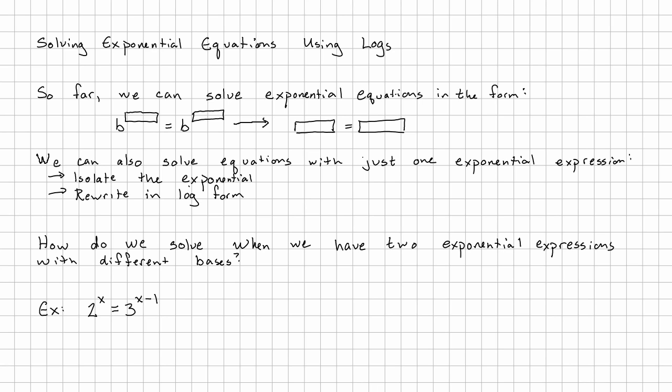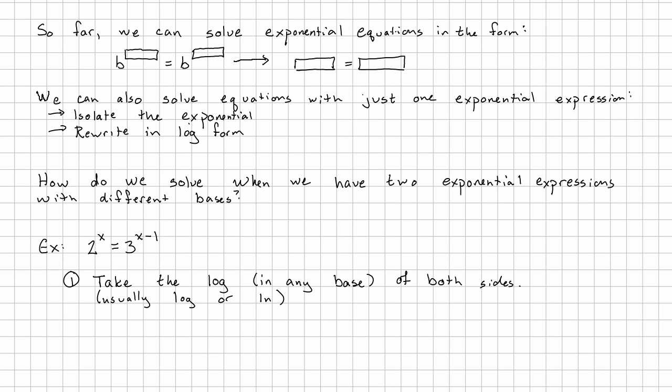Here's an example of an exponential equation where we have different bases on each side of the equation. On the left-hand side, the base is 2. On the right-hand side, it's 3. How would we go about solving this equation? Well, we need to get those x's out of the exponent. The x in the exponent is causing us a problem. And now that we have our log rules, we have tools available to us to get a variable out of the exponent.